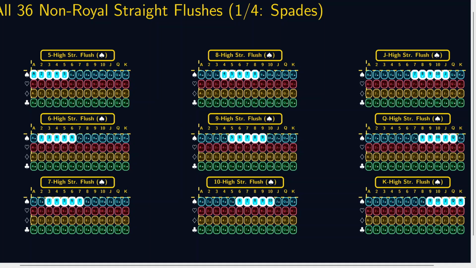Columns 4, 5, 6, 7, and 8, all spades. 4 of spades, 5 of spades, 6 of spades, 7 of spades, 8 of spades. The fifth hand is the 9 high straight flush of spades.